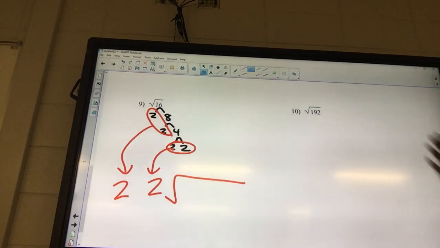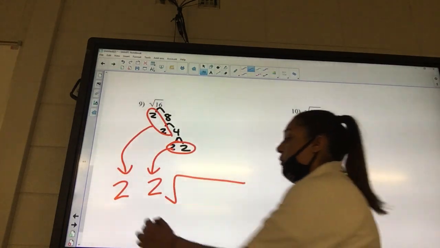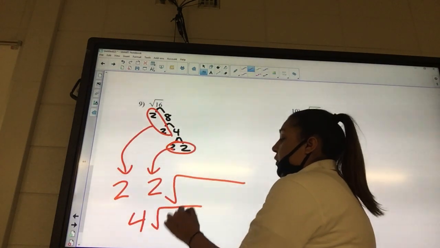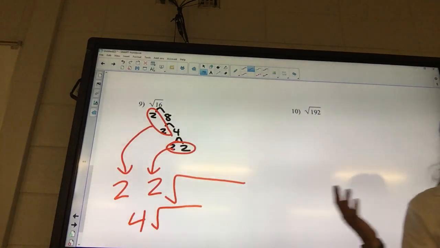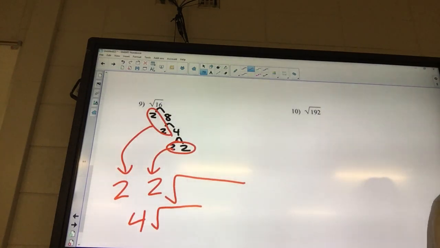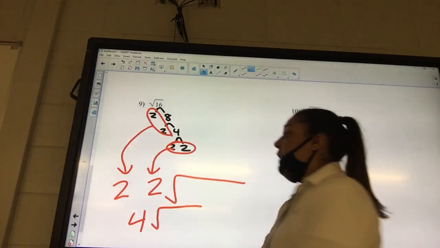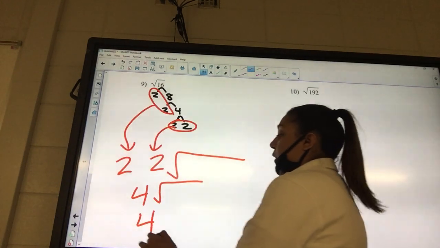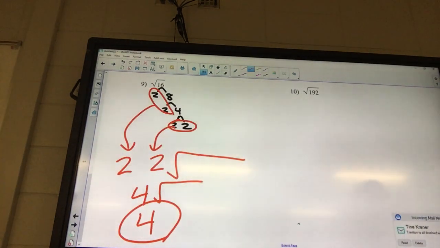What do you do with the numbers on the outside? You just multiply them. And so you got 4 square root, and you already know what the square root of 16 is? 4. So you can leave it like this as an answer, or you can just say 4. Most people would say it like that.